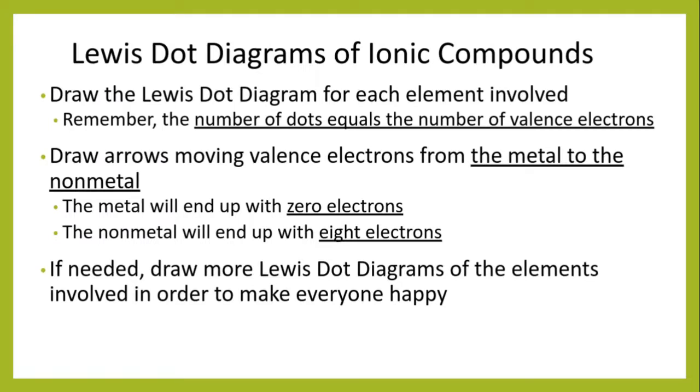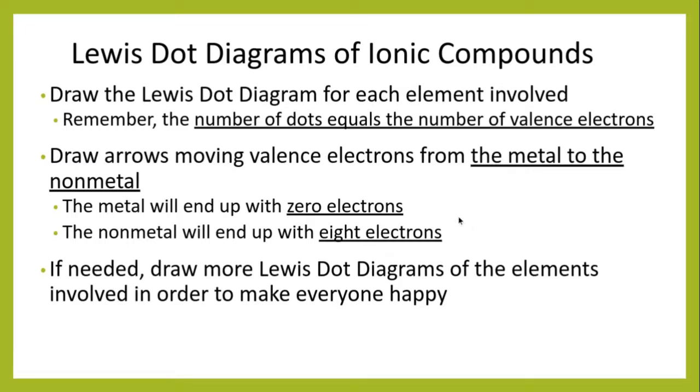Okay, so the first thing you need to do when drawing the Lewis dot diagram of an ionic compound is to draw the Lewis dot diagram for each of the elements involved. And remember, the number of dots that we draw for the element equals the number of valence electrons, which we can get from the group number. Next, we're going to draw arrows, moving the valence electrons from the metal to the nonmetal. That's really important. It always has to go from the metal to the nonmetal.